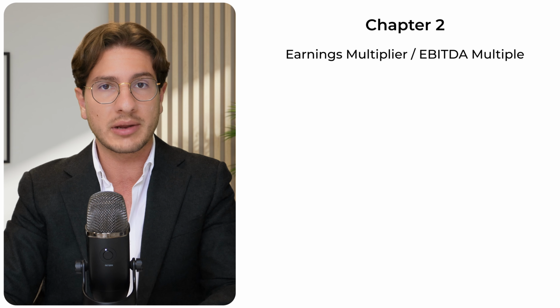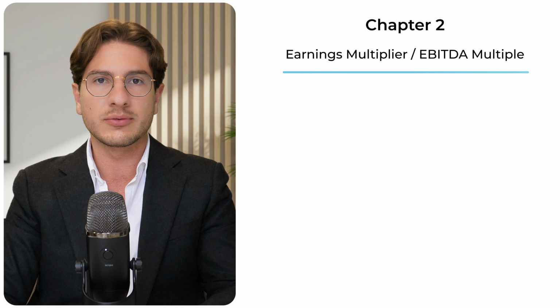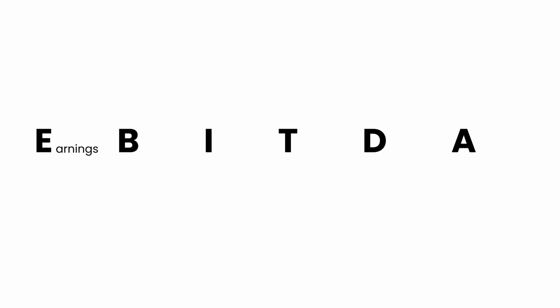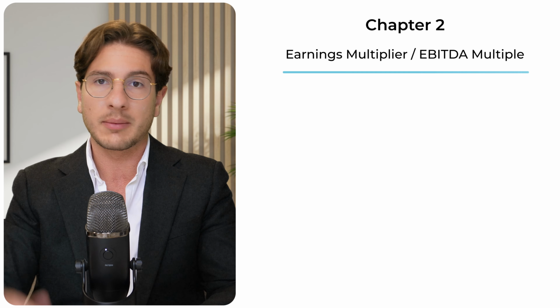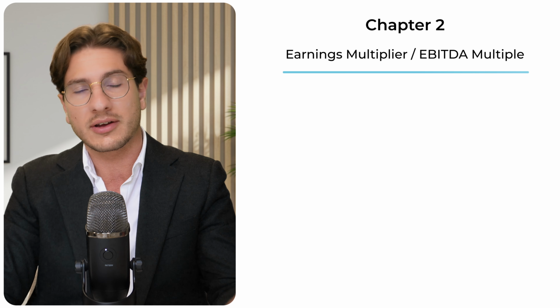Fantastic. And moving on to chapter 2, which is the earnings multiplier or EBITDA multiple. So this is the most common way to value SMEs, and it uses your EBITDA, which is earnings before interest, taxes, depreciation, and amortization, and applies a multiple based on your industry standard. So we look at effectively earnings, how much money or cash flow is being generated by the business. We multiply it, say, by 3 if the industry standard is 3, and that's how you arrive at the business valuation.